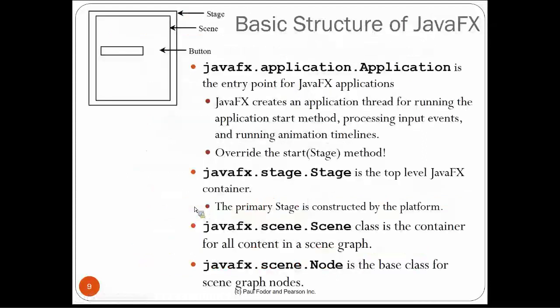In JavaFX, we have the application, which is the entry point to JavaFX applications. We create a class that extends the Application class, and we override the start method, which takes a window. A window in JavaFX is called a stage. And inside the window, everything that is not the title of the window or what happens when we close or minimize the window is called a scene. It's like the theater. You have the stage and different scenes: the scene in the park, the scene at home, and so on. So a scene is the container inside the stage.